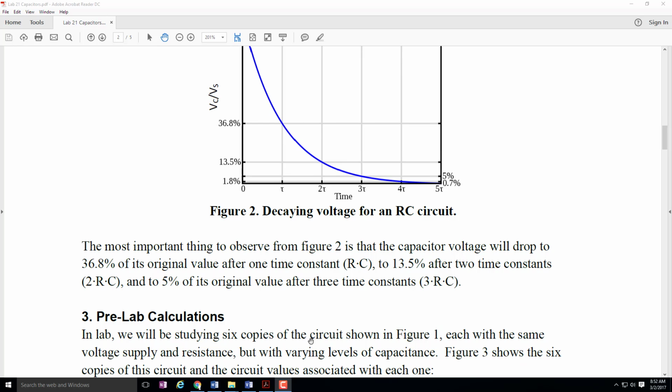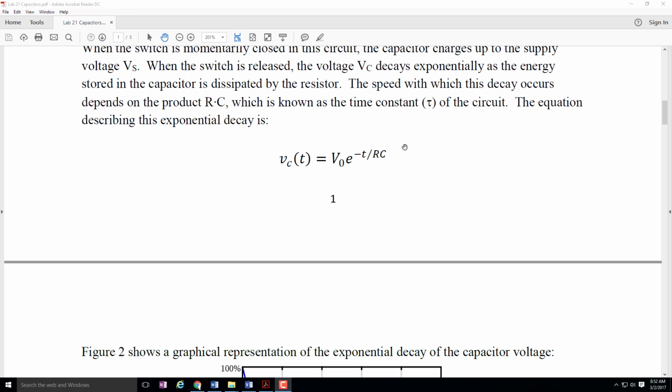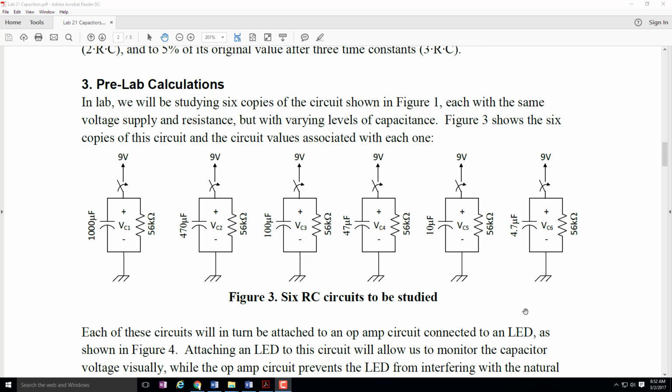value. So given that equation, and let me just reemphasize again, this equation right here at the bottom of page 1 is the essential equation for studying this system. We're going to now do some pre-lab calculations, because I've pre-built for you 6 RC circuits. You can see here all of them have 56,000 ohms.